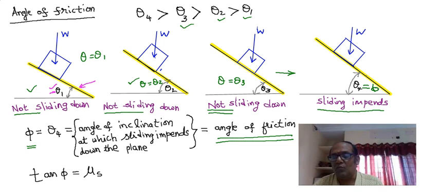What is important here is the word impend. Impend means that the block is just about to slide down. If the angle of inclination theta is slightly lesser, the block does not slide down. If the angle of inclination is slightly more than this angle of friction, the block slides down. That is, with a small variation, sliding or no sliding happens. If such is the case, we call it impending motion, or sliding impends.